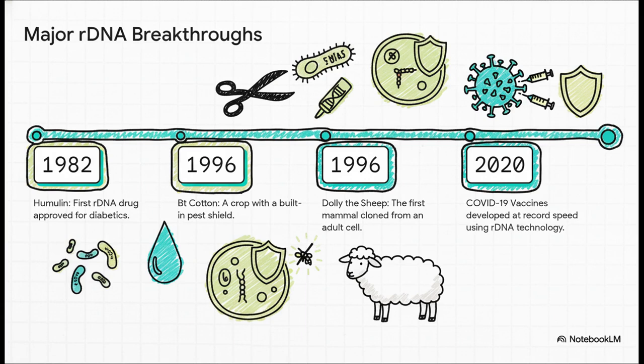And the breakthroughs just kept on coming. In 1982, we got Humulin. Then 1996 was a massive year. We got BT cotton, a crop that creates its own pest shield, saving our farmers lakhs of rupees. And we also got Dolly the sheep, the very first cloned mammal. And more recently, the COVID-19 vaccines that were developed in record time. Yep, that was also possible because of this amazing technology.